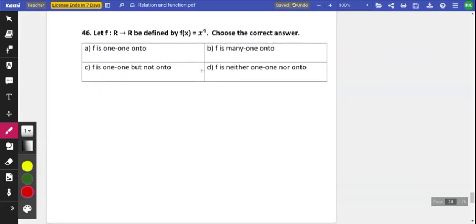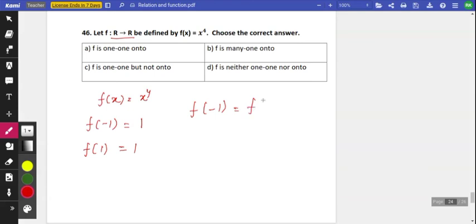In this question, again you have to check whether the given function is 1-1 or onto. f(x) equals x to the power 4 from R to R. In this case, at x equals minus 1 we get 1, and for x equal to 1 we also get 1. It means for f(-1) and f(1) we get the same value. So the given function is not 1-1.